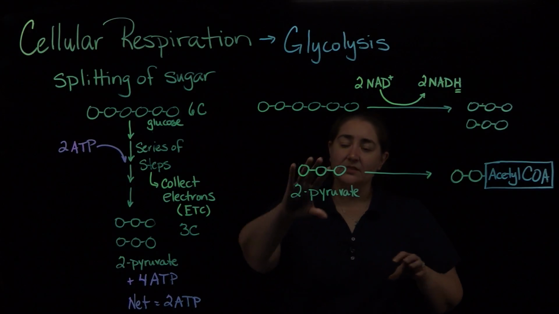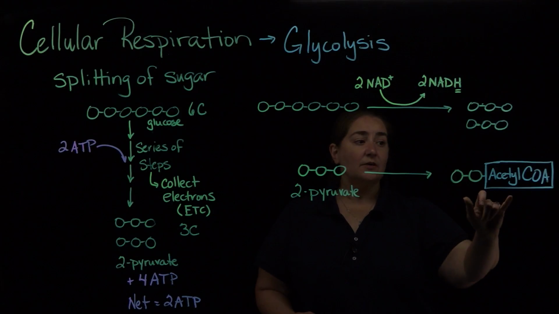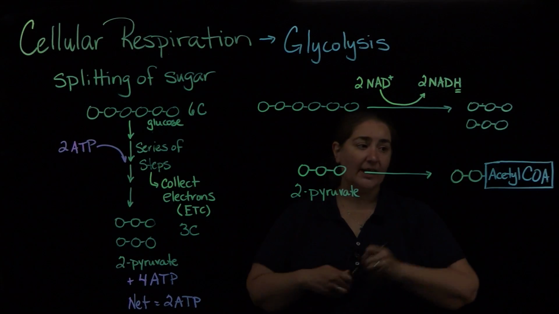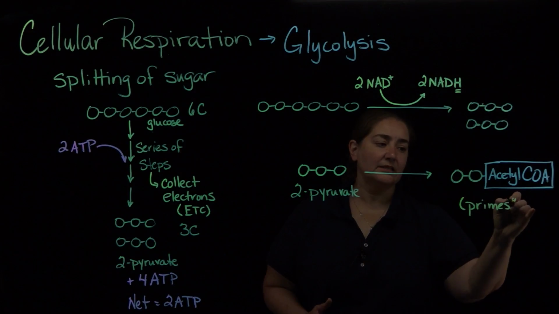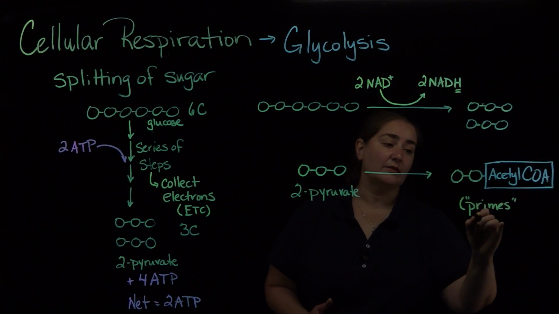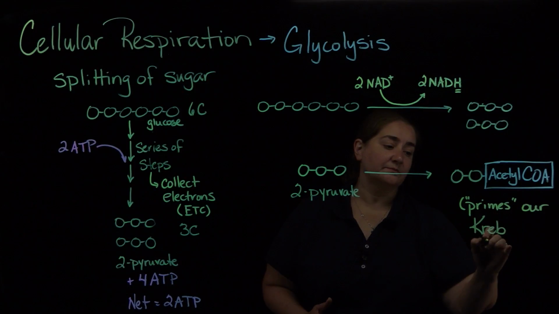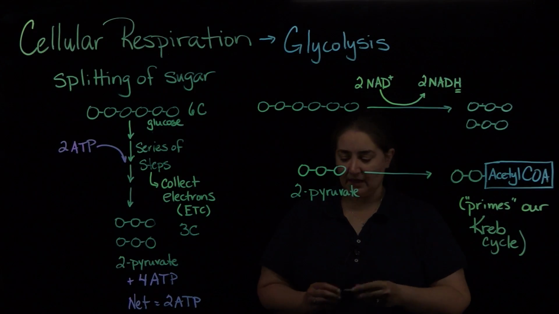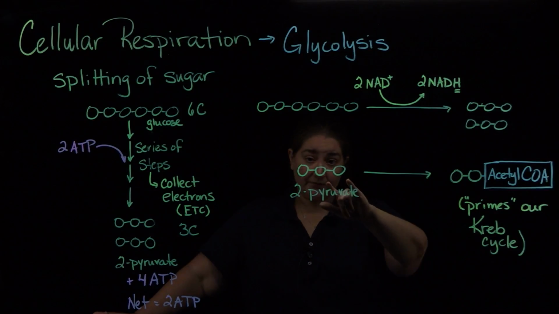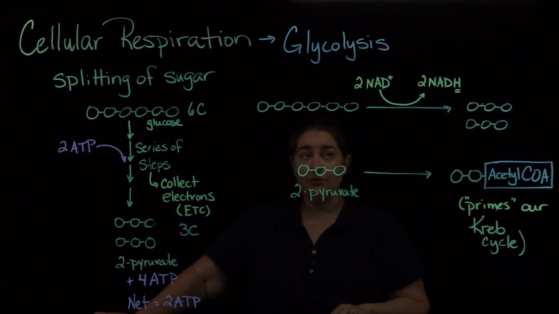Okay? So this is going to be an intermediate step between glycolysis and our Krebs cycle, because it's going to be the acetyl-CoA. The way I think about this is that acetyl-CoA kind of primes our Krebs cycle. So it's going to be the molecule that's going to kickstart the Krebs cycle going. All right? And again, with pyruvate being converted to acetyl-CoA, there are going to be some products I want you to be aware of.